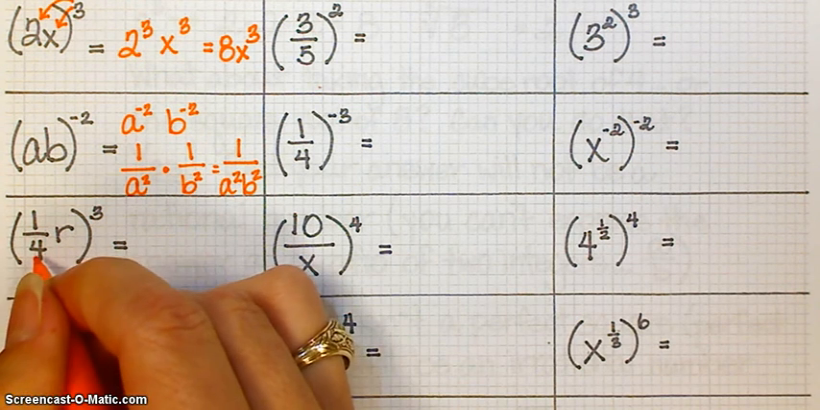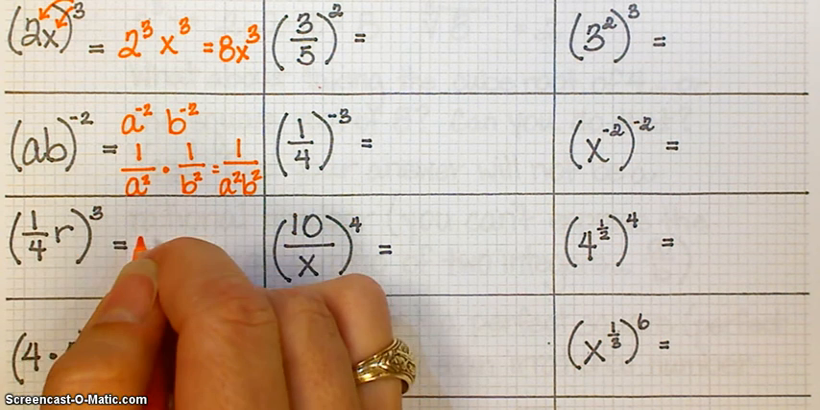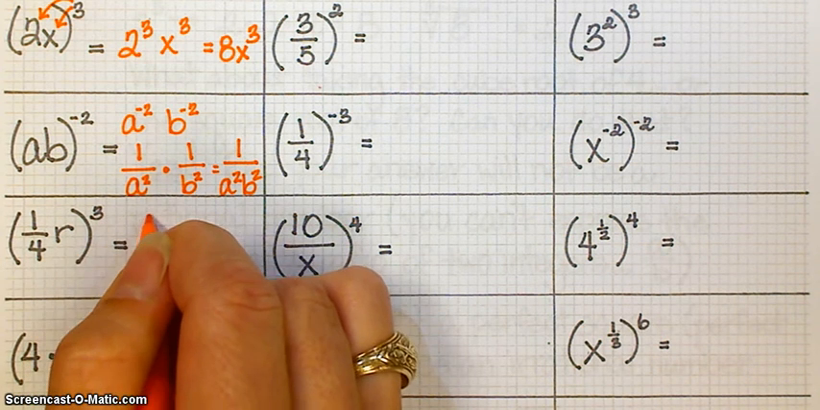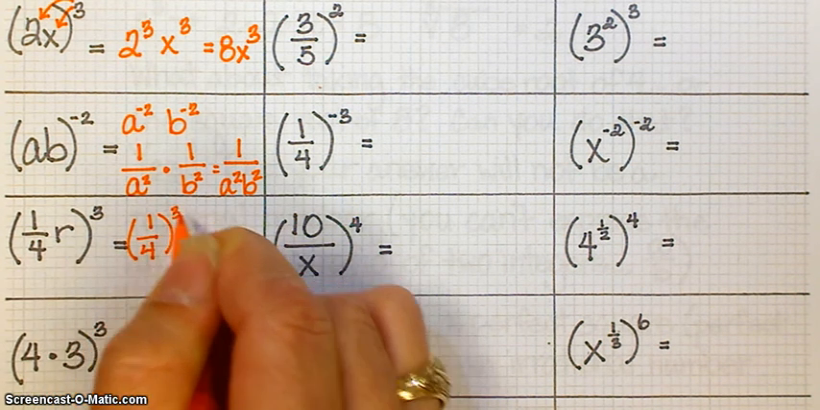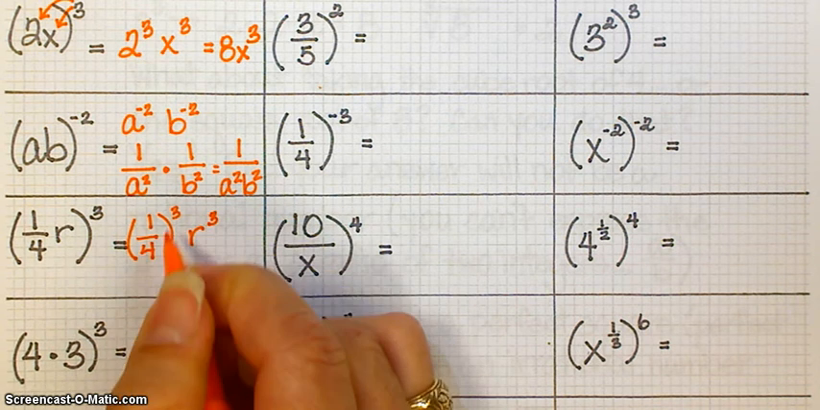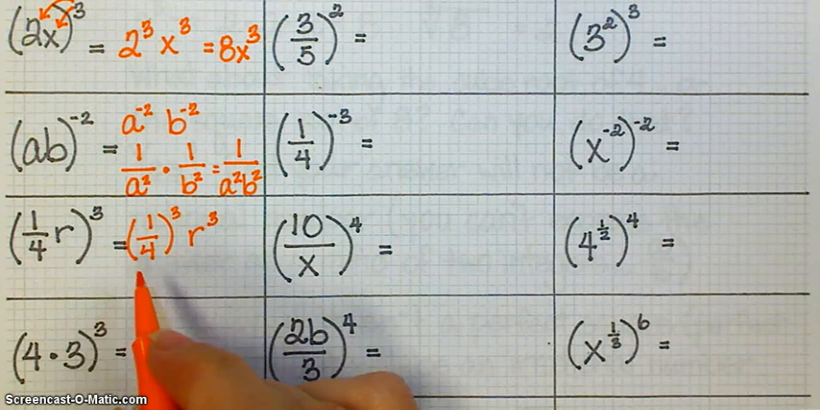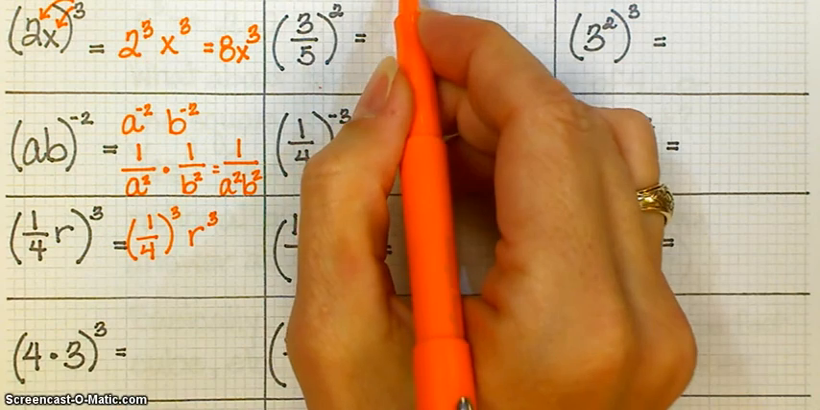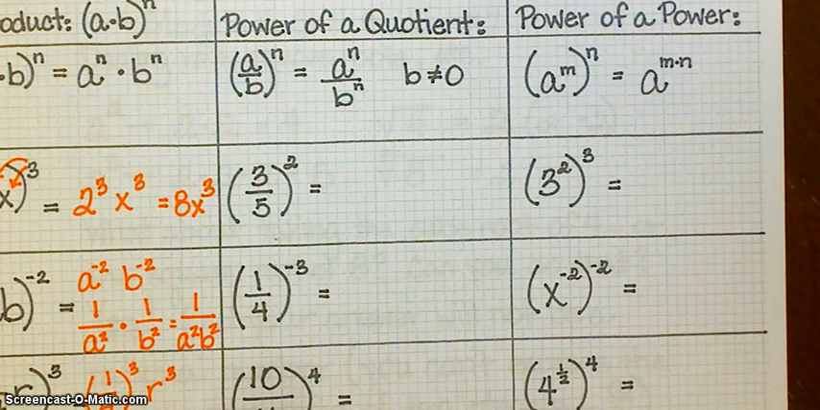Okay, 1/4 r to the third. So that's 1/4 to the third, and that's r to the third. Okay, so let's deal with this third. Let's hop over here and do a couple of these problems, and then we'll come back so that we know exactly how to deal with this 1/4.